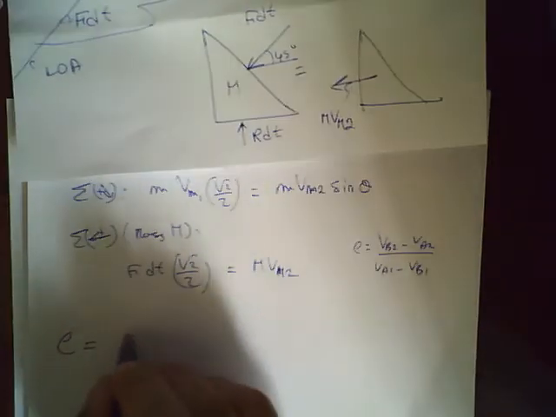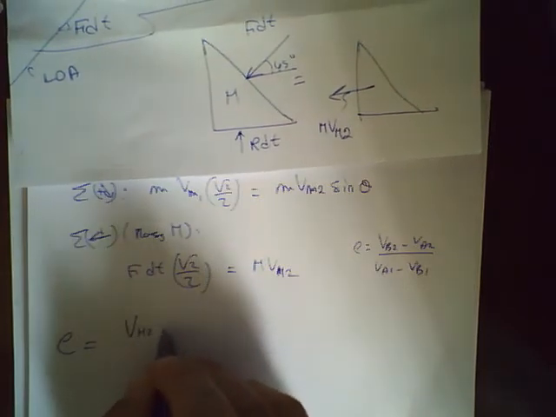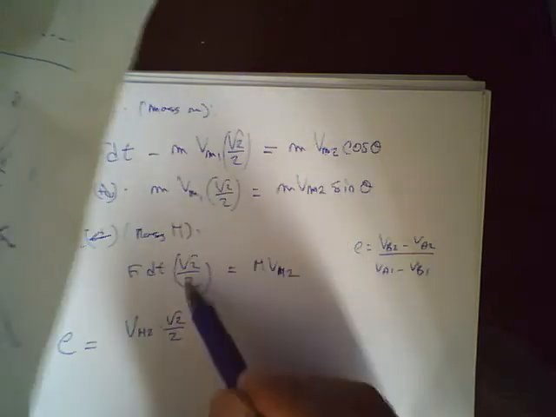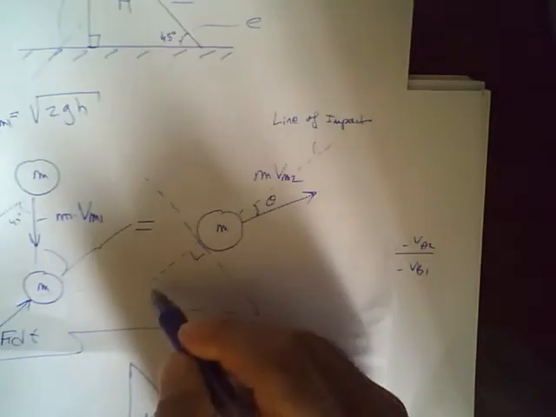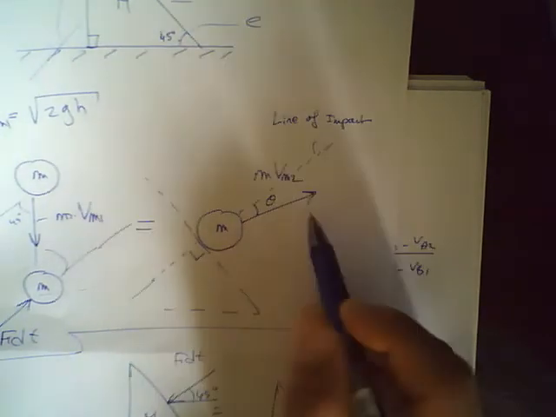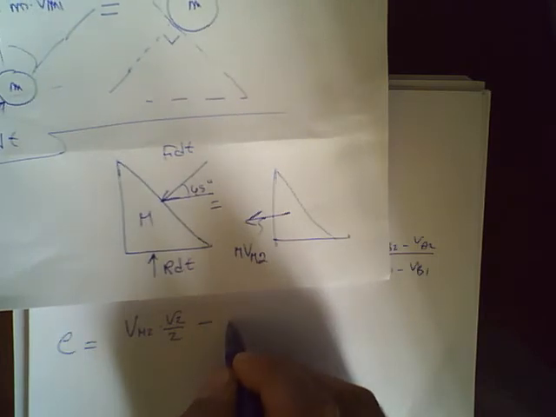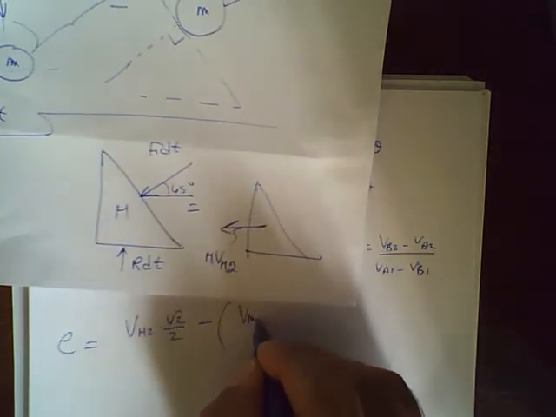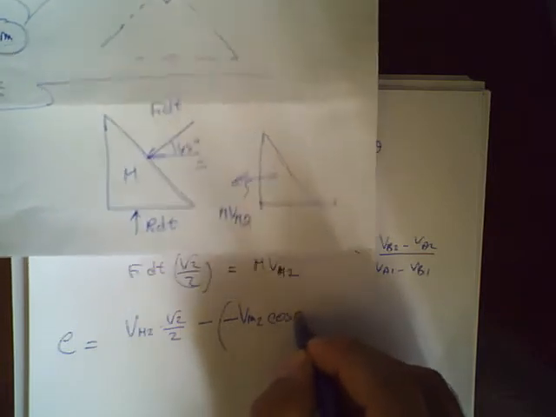But you're projecting this along the line of impact, right? So E is going to be equal to V capital M, square root of 2 over 2, which is cosine 45 degrees, minus the velocity of the ball after the impact. I'm assuming this is my positive direction for the line of impact. So this is going to be minus, because this guy is in the opposite direction. So this is minus Vm2 cosine of theta.